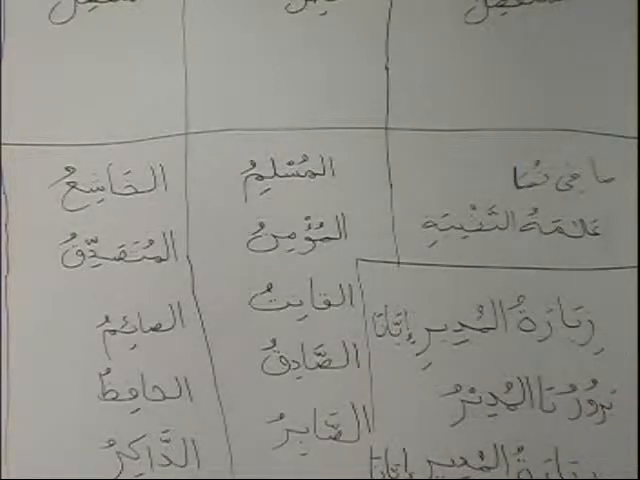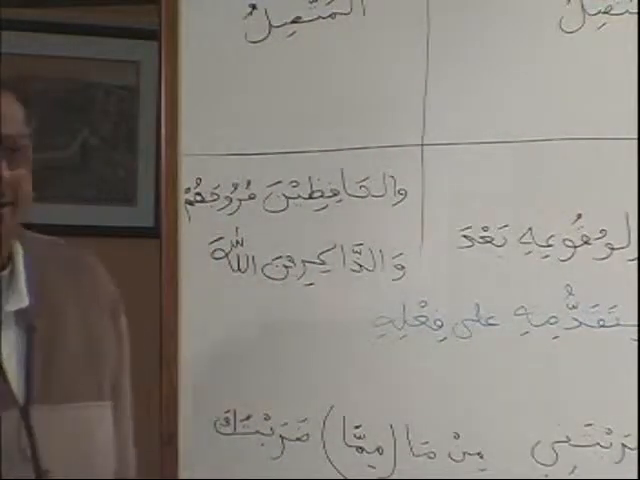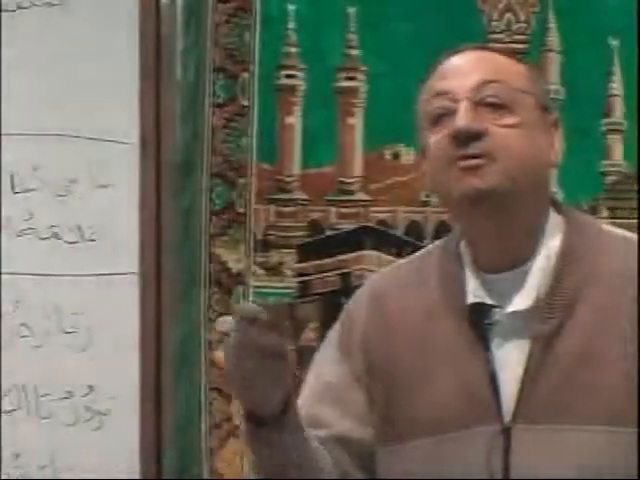Again, the same thing. Wa zakirina Allah. Brother, why Allah? I don't see any verb there. So this is mafulun bihi for the ism fa'il. This is a beautiful, beautiful verse, brothers and sisters.